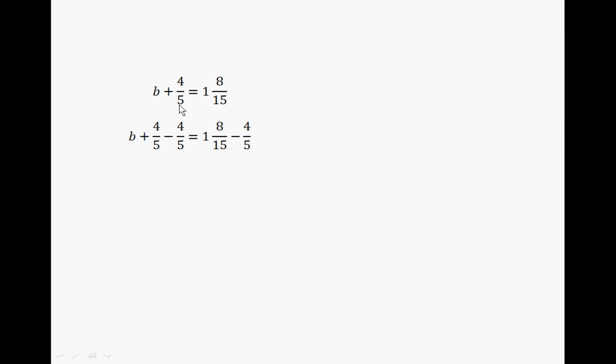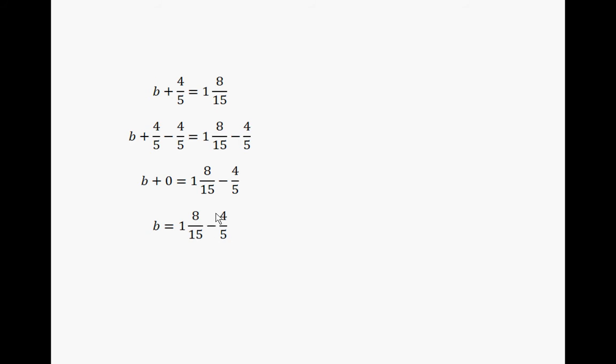But when we want to isolate b and make it equal to a constant on the other side of the equal sign, then if we have plus 4/5, we want to subtract 4/5. If we do that on both sides, which then gives us b equals 0 plus 1 and 8/15 minus 4/5. And then what we would do is solve.